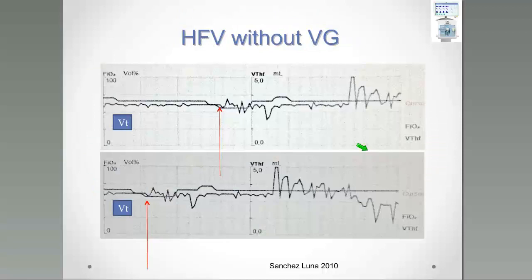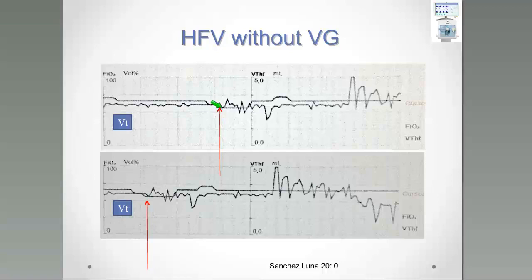This baby was on high frequency ventilation with volume guarantee, and this is the tidal volume trending during high frequency ventilation, continuously stable at this level. And then at the level of the red arrow, we switch off the volume guarantee and leave the ventilator with settings of the delta P.